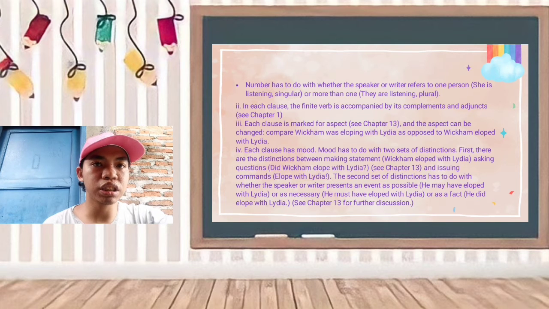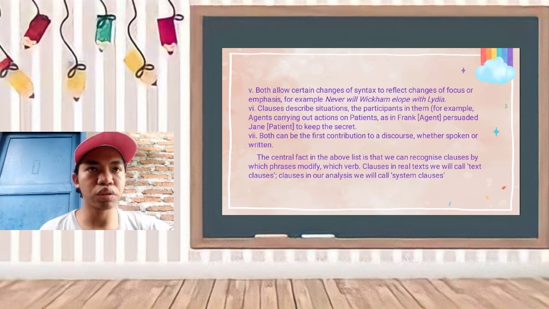The second set of distinctions has to do with whether the speaker or writer presents the event as possible: he may have eloped with Lydia; as necessary: he must have eloped with Lydia; or as a fact: he did elope with Lydia. Both allow certain changes of syntax to reflect change of focus or emphasis. For example, never will Wickham elope with Lydia. Clauses describe situations and the participants in them, for example, agents carrying out actions on patients, as in Frank, agent, persuaded Jane, patient, to keep the secret. Both can be first contributions to a discourse, whether spoken or written.